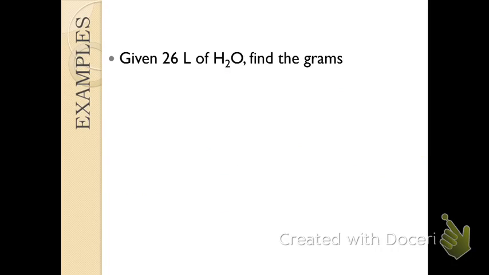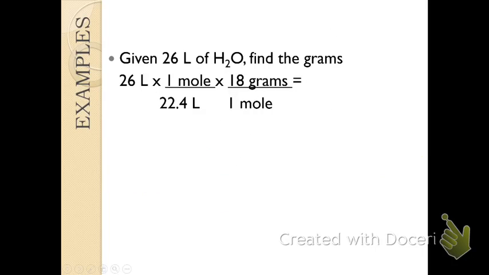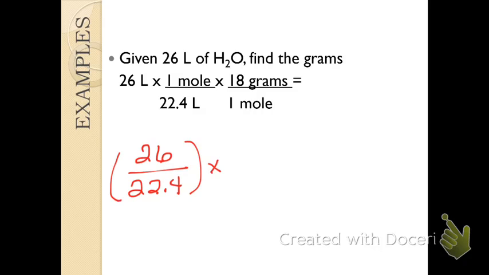Okay, let's see the setup. 26 liters. Like I said, we have to divide it by 22.4, and then we have to multiply it by 18. Sometimes the way they have it can look kind of confusing, so let me write that out for you. You're going to take your 26. Remember, we said we're going to divide that by 22.4, and then we're going to take that number and multiply it by 18, and that will give us our answer.